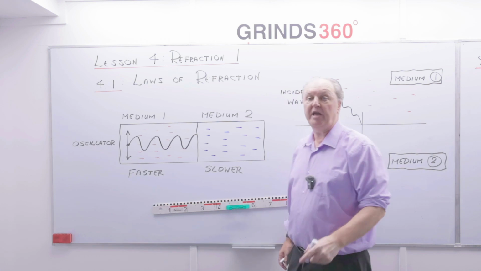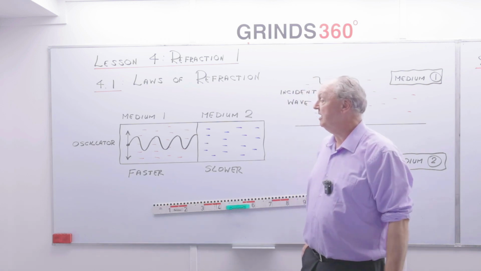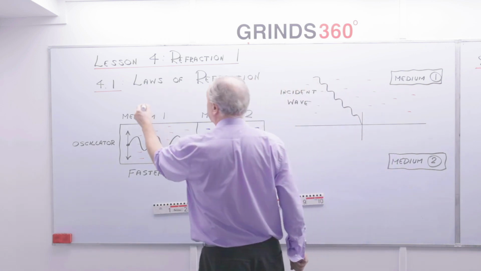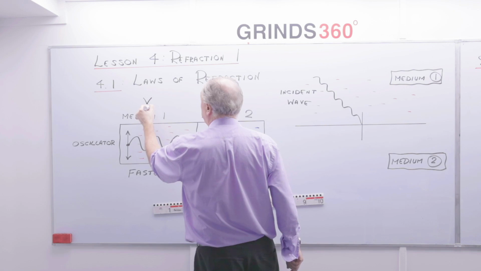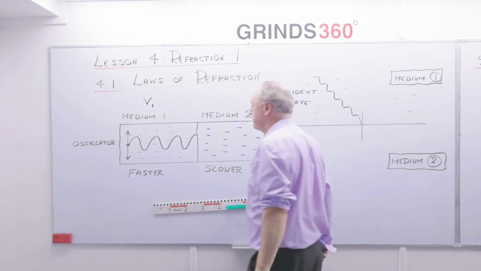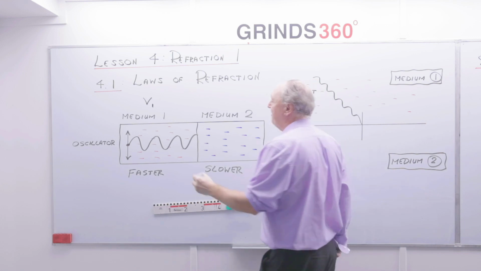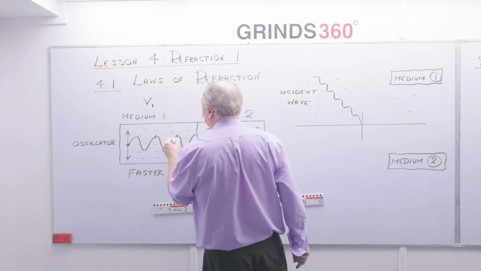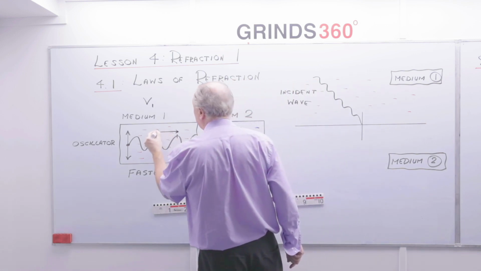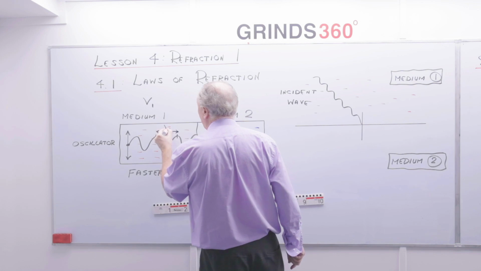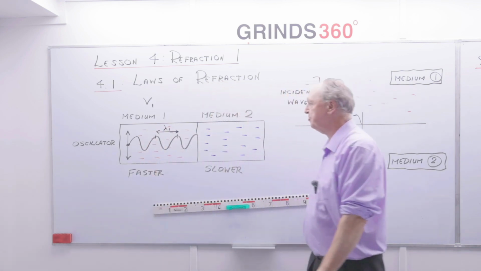Now that particular wave has a certain speed in the first medium. We call that speed v for velocity. We call that speed v1. And it's also got a certain wavelength. The wavelength will be the distance from crest to crest. We'll call that wavelength lambda for wavelength, lambda 1.